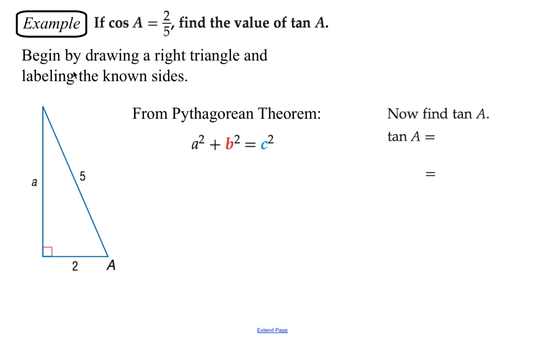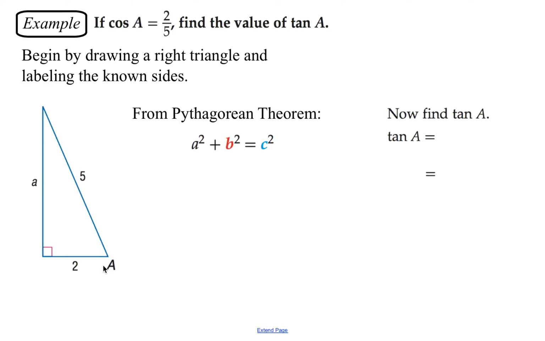So here's an example. If the cosine of angle A is 2/5, we want to find the value of the tangent of A. So we're down here at A, this is our reference point. The first thing we want to do is to draw a triangle. You're not always going to be given a triangle, so I could just give you this in words and then you should draw yourself a triangle. Your reference angle will never be the right angle. It will always be one of the other two acute angles. So pick one to be angle A.